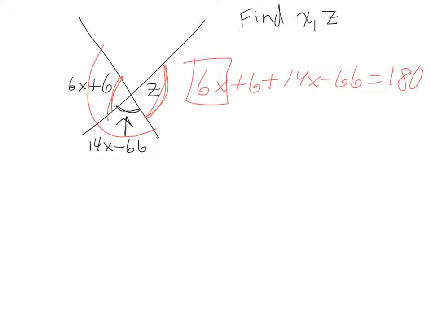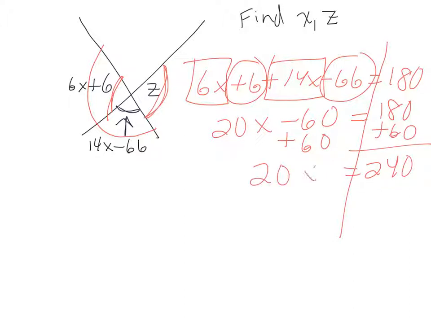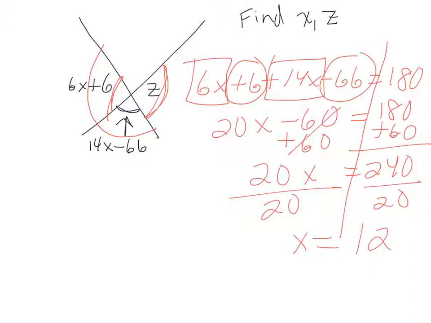So I'm going to look for my x terms. I have 6x added to 14x. That gives me 20x. I have a positive 6 minus 66. So when I combine those, I get minus 60. Now I'm going to start getting everything away from the x. On the left-hand side, I have a minus 60, and I want to bring that 60 over to 180. So I'm going to undo the subtracting by adding. That's going to give me 240. The only thing I have left on the left-hand side now is 20x. That's multiplying. Undo multiplication by division. When I divide it out, I get 12. X is going to be 12.